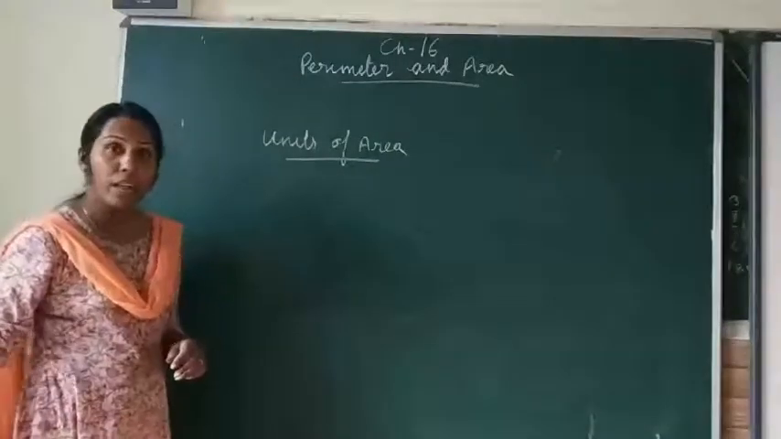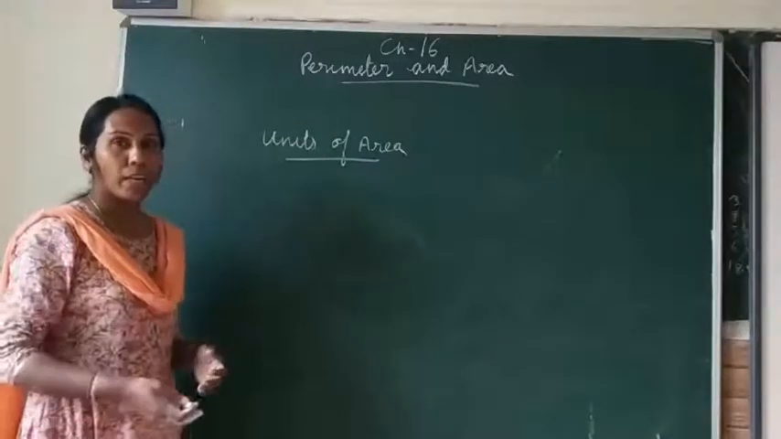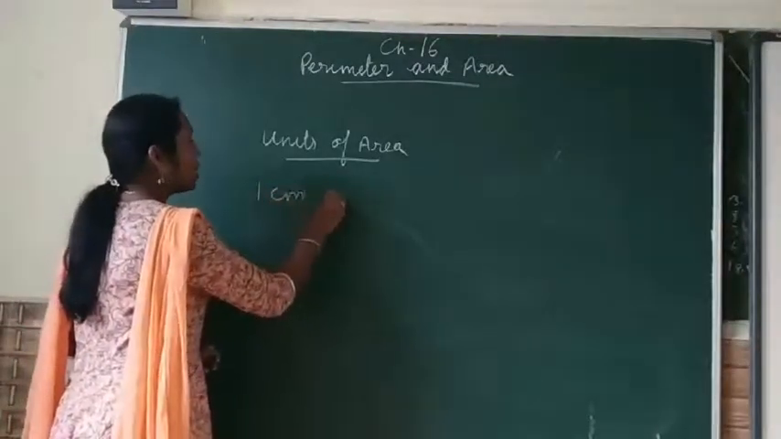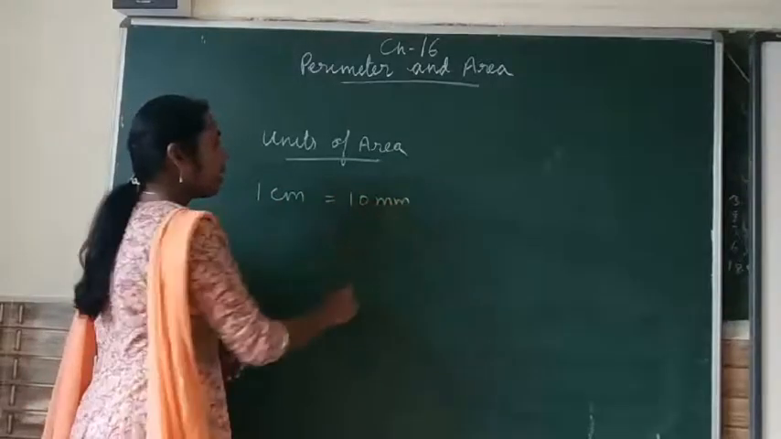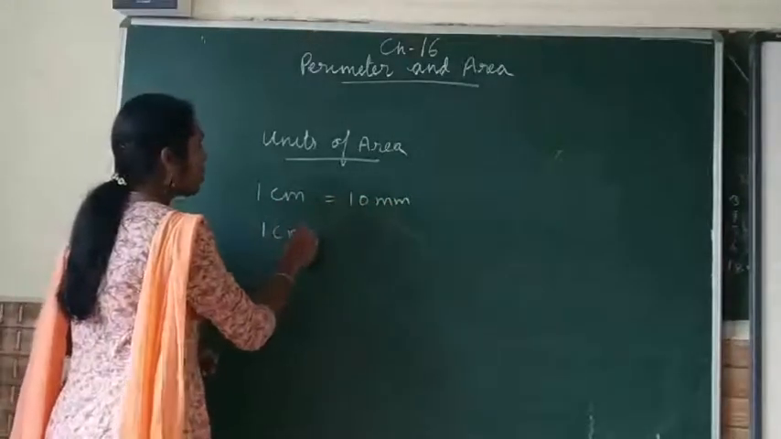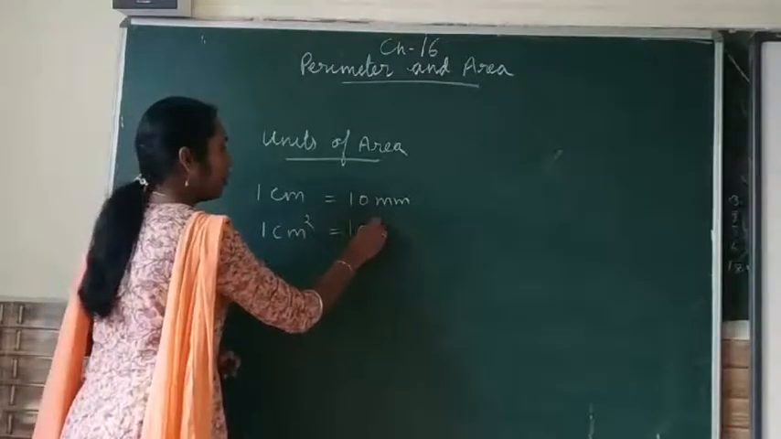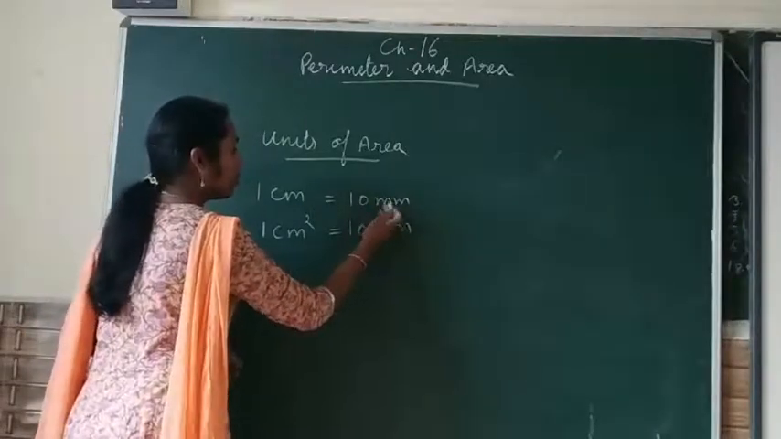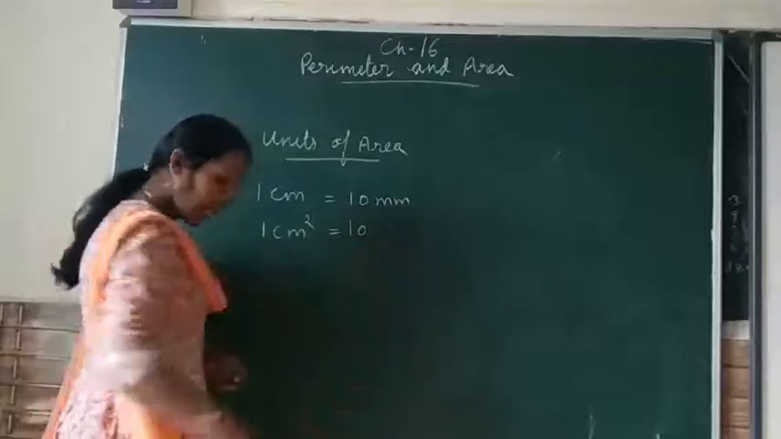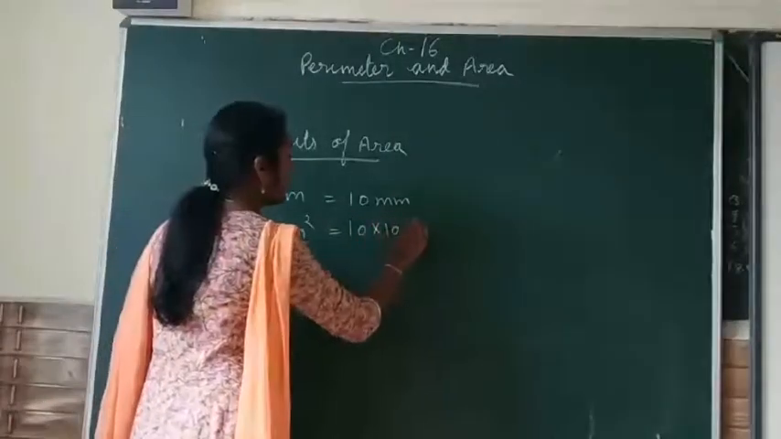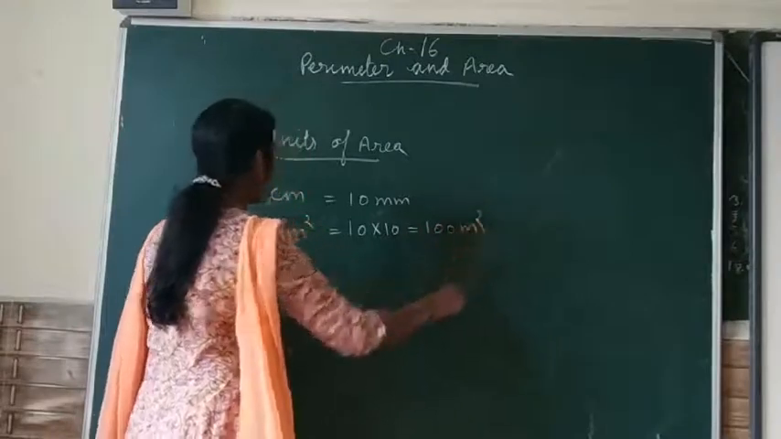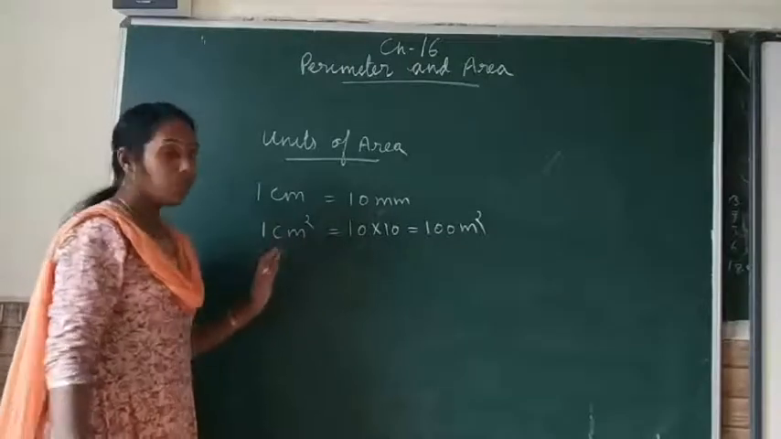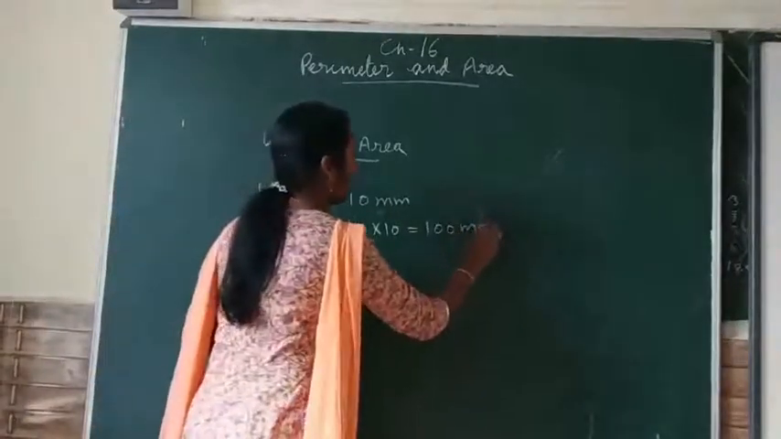Now, let's see how can we convert these units. In the case of square units, how can we convert these units? We know that 1 centimeter is equal to 10 millimeter. Therefore, 1 centimeter square is equal to 10 into 10, that is 100 millimeter square.